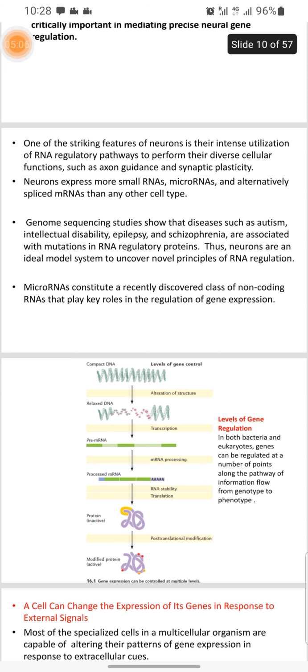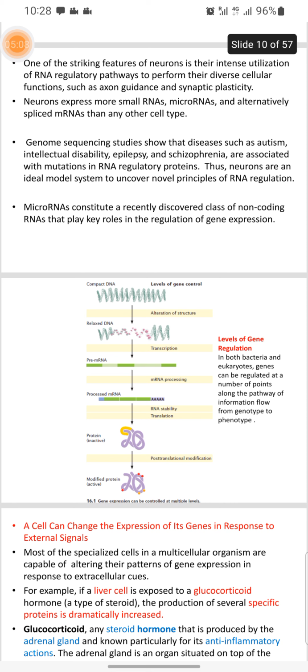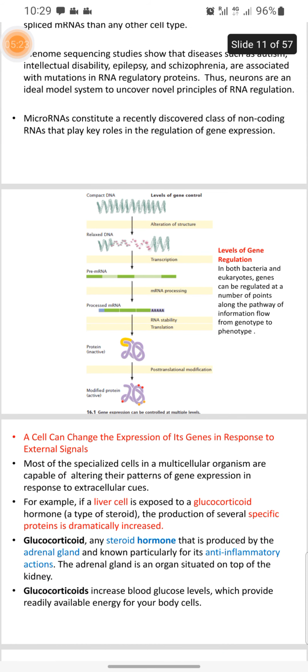MicroRNAs constitute a recently discovered class of non-coding RNAs that play key roles in the regulation of gene expression. MicroRNAs, these are the non-coding RNAs. These are important for the regulation of gene expression.